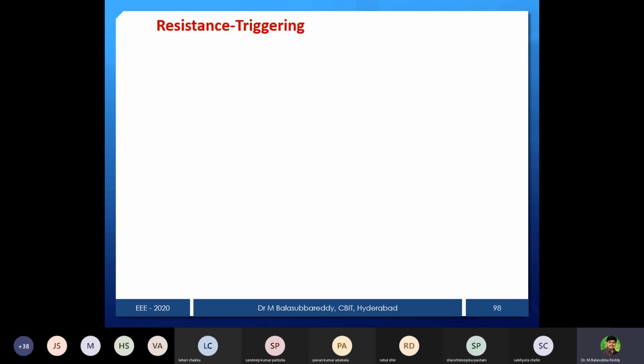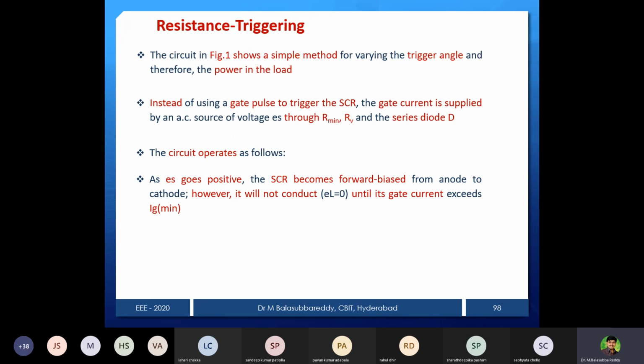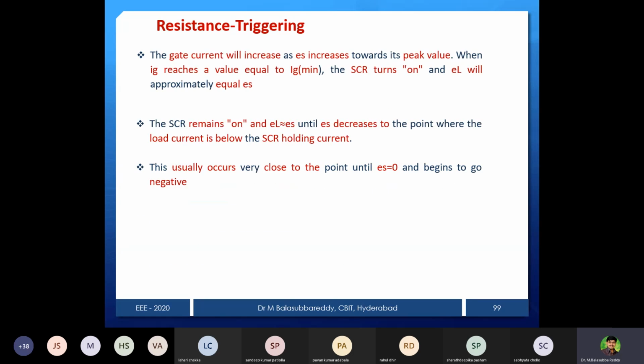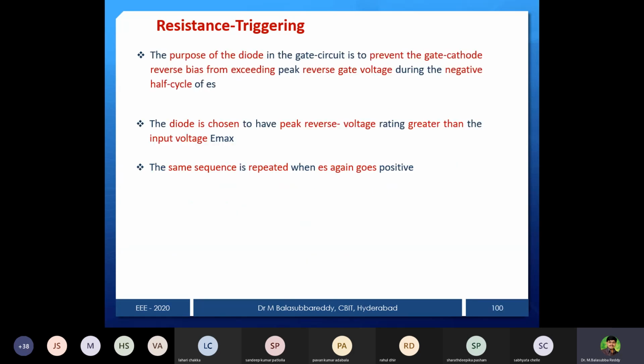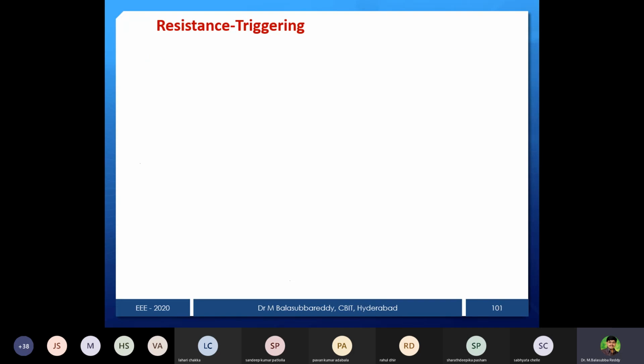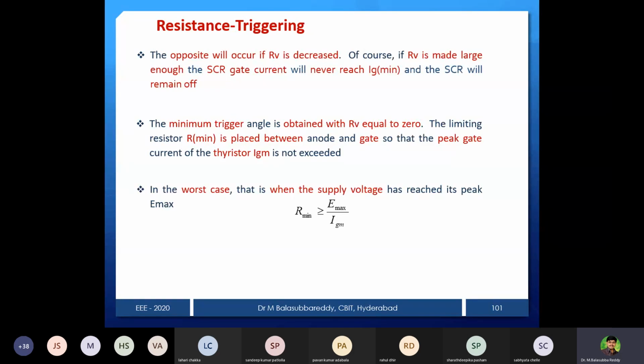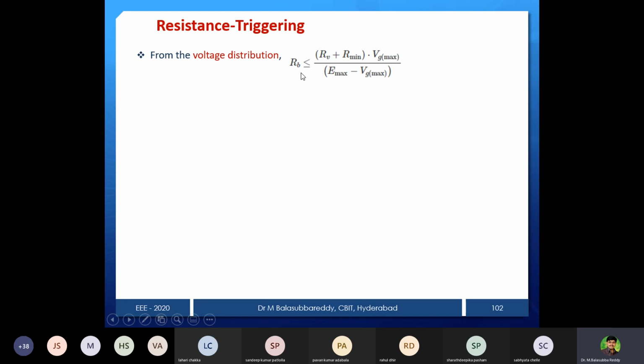So now we can see the other triggering method. This is the theory I gave, all the operations that are there. This is already explained. It's not required; only for your reference I made it as a slide. So how much resistor value do I have to use? R minimum must be greater than E maximum by IG maximum, and then the damping resistance I have to connect, this RB, is always less than VGT. That is based on our circuit. This is the formula I have to use for resistance triggering.